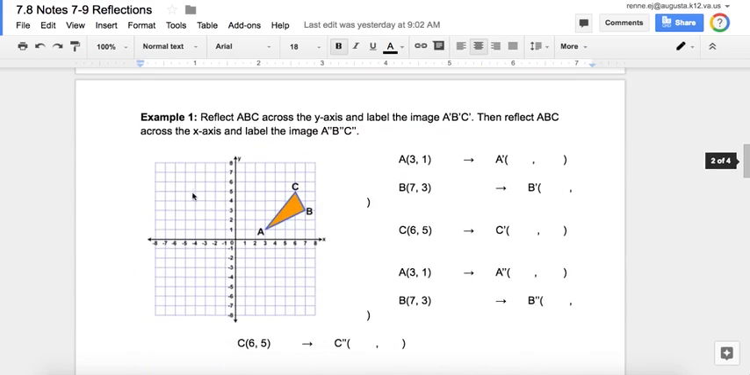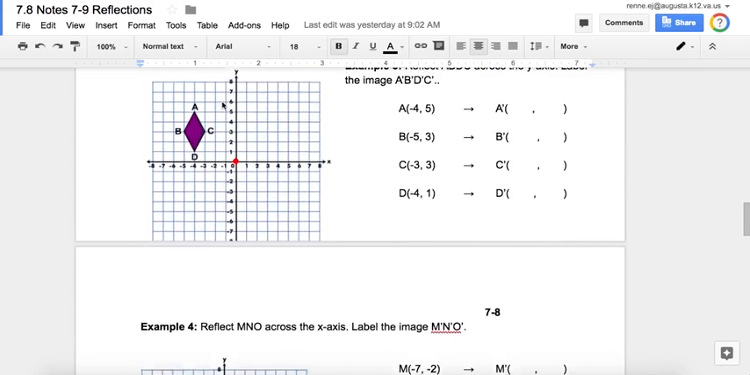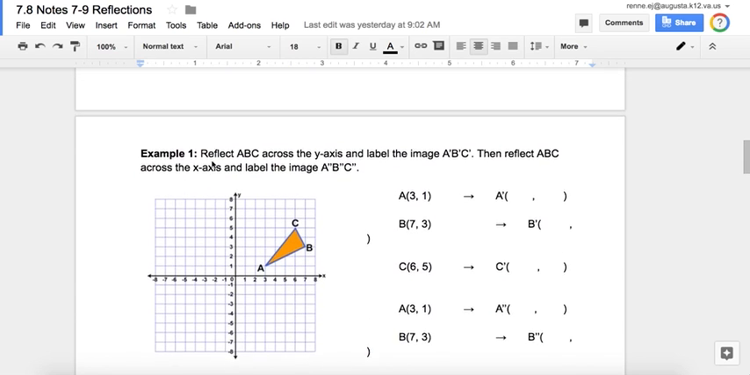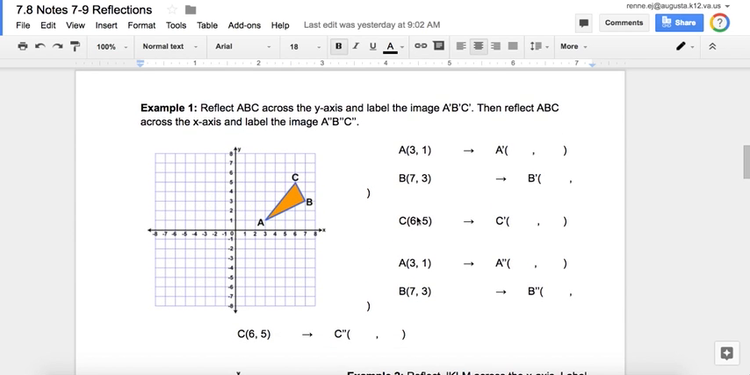So, I'm on page 8. You'll notice that when this was copied or printed, these got out of line, so just bear with me here. We'll have to fix that up a little bit. Okay, so reflect ABC across the y-axis and label the image A prime, B prime, C prime. Then reflect ABC across the x-axis and label A double prime, B double prime, C double prime.